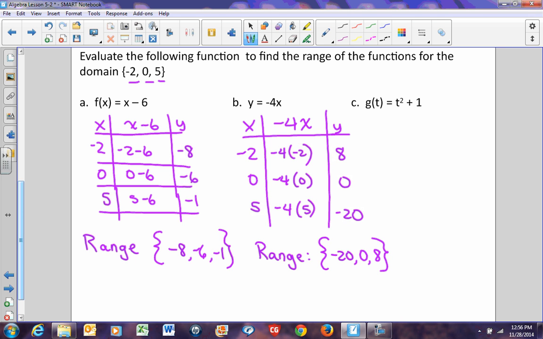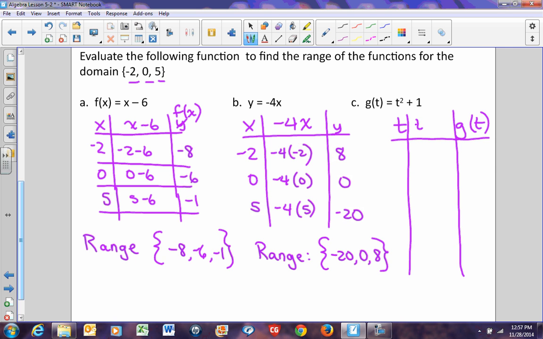And last but not least, we can do the table for the last function. Again, just make your table. Here, this is going to be t, and this is going to be g of t. Now, this should have been f of x over here instead of y. Okay, so the middle is our workspace. This is going to be t squared plus 1. So when t is negative 2, when t is 0, and t is 5.